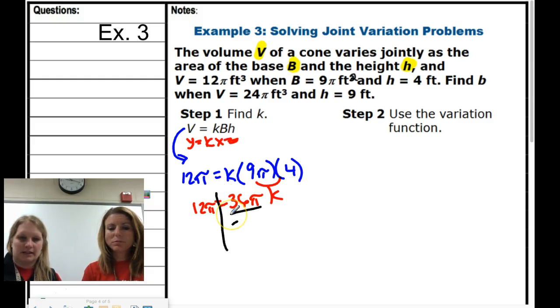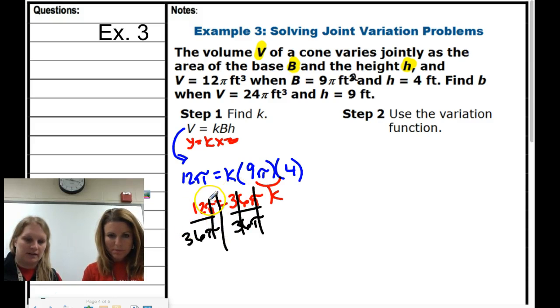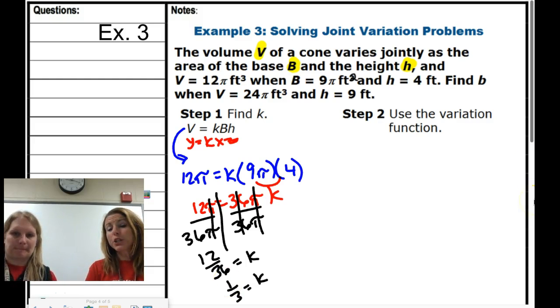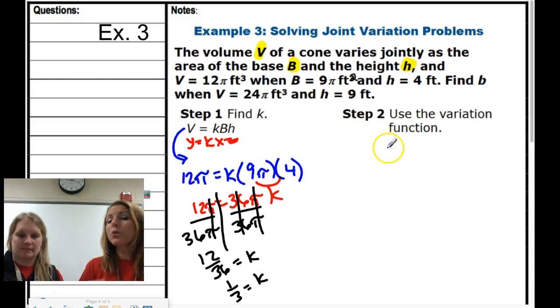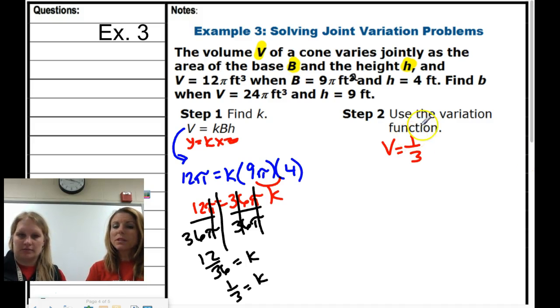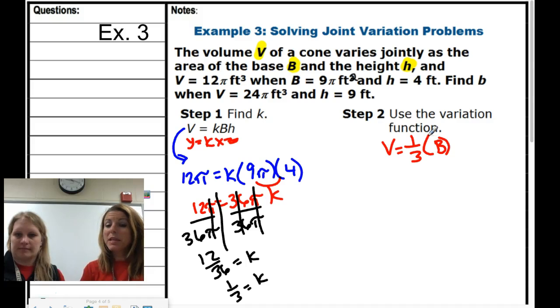Divide by 36 pi. Those cancel, and those cancel. So we're left with 12 over 36 equals k, and that reduces to 1/3. So there's our k. Now under step 2, we're going to rewrite the original equation, v equals, and instead of k, we're going to plug in what k is equal to. K is equal to 1/3, times b times h.